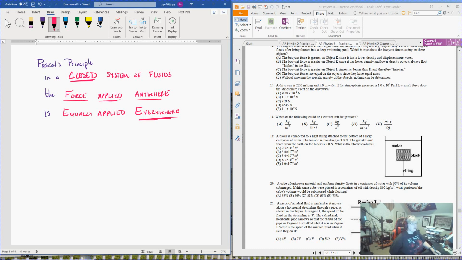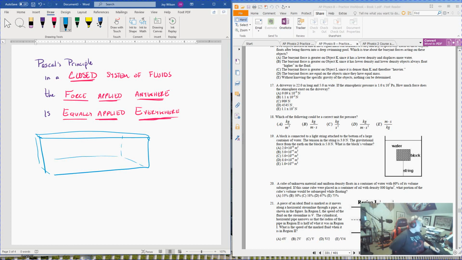Force applied anywhere is equally applied everywhere. So what does that mean? That means if I have a container of fluid, whether it's water, a gas, or molten iron, and I put something on top, even just a small thing in this one little section, that extra weight gets transmitted everywhere in this fluid, and in every direction, actually.